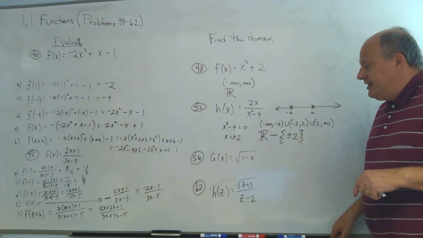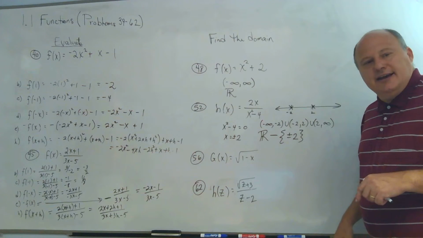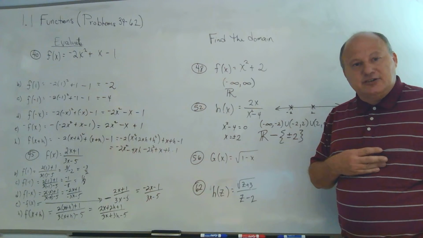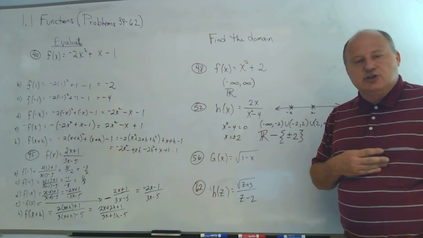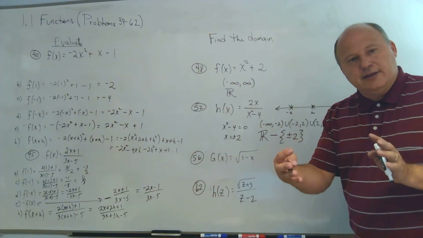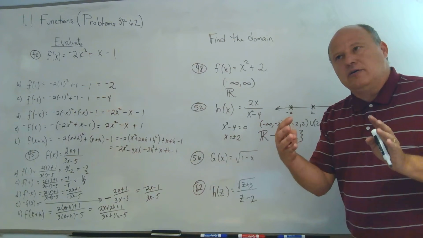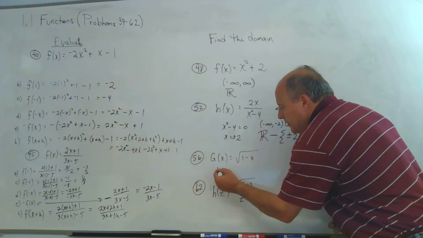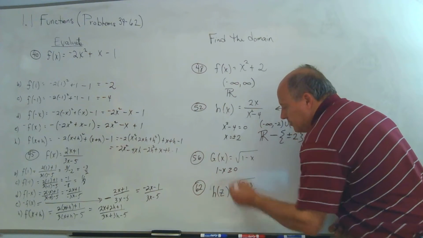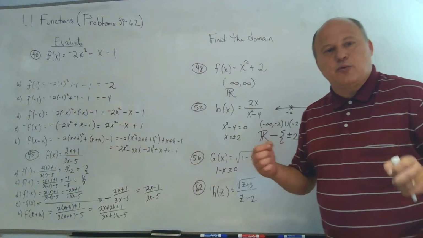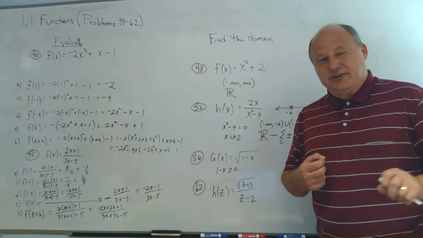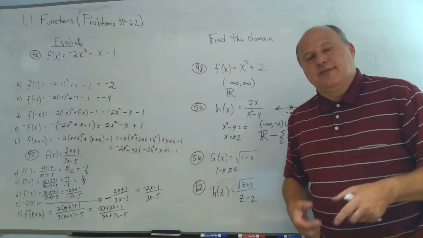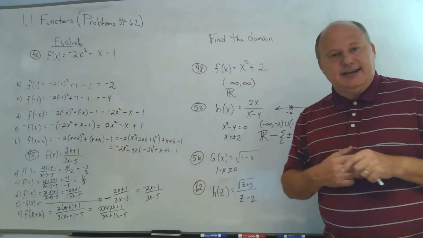Now, g of x on 56 is the square root of 1 minus x. Now, square roots do not allow negative numbers inside because you get a complex. So whenever you see a square root, immediately you think, oh, okay, can't have negative numbers inside there. So the radicand, which is the number inside, is greater than or equal to 0. Yes, that's what it's called. The number inside a radical is called the radicand. So you hear me say that every so often. The radicand is the 1 minus x in this case.